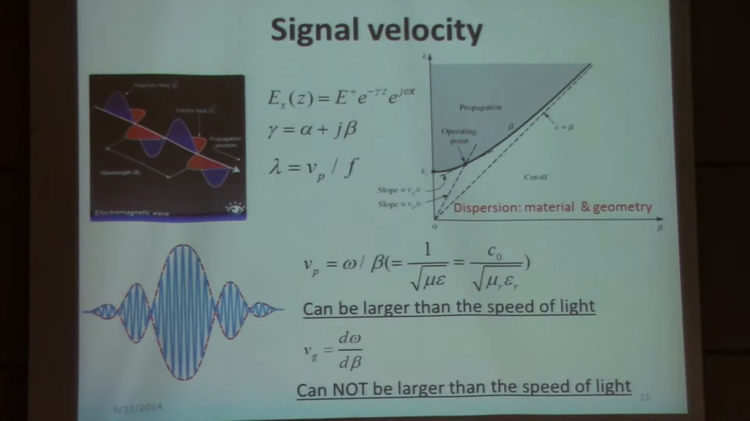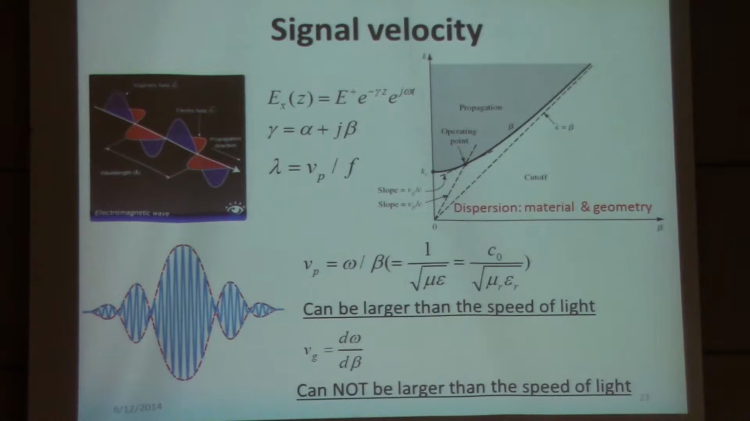One is, what is the phase velocity, right? How fast does the phase propagate? It's called phase velocity, which is omega divided by beta. So basically you pick a point here and the origin, and you get a line. The slope of this line will give you the phase velocity.